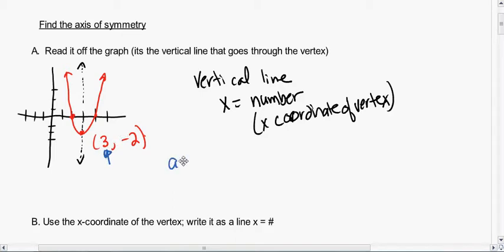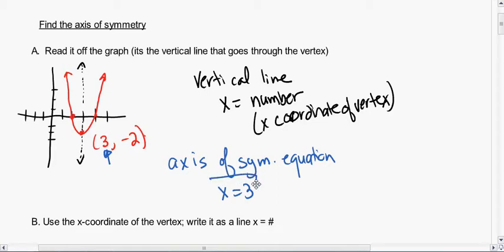That means that the axis of symmetry's equation is x equals 3. And I am done. That easy. So if they've given me a graph and I can locate the vertex, I can easily write the axis of symmetry's equation. It's just going to be x equals whatever the x-coordinate of the vertex is. In our case, it was x equals 3.